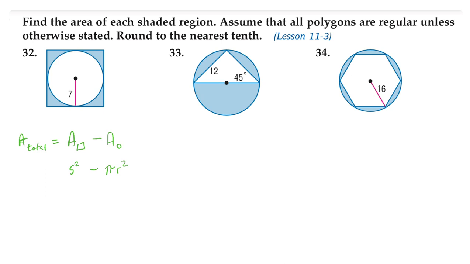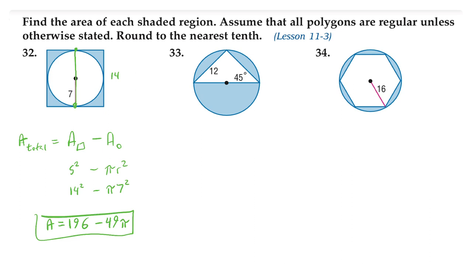And so what's the side of the square? Well, the radius touches both the top and the bottom. So the diameter of this would be 14. So the area of the square is 14 squared minus pi, and the radius is 7 squared. So 14 squared, I think, is 196. Just double checking, it is. So the area here is 196 minus 49 pi. All right, switching colors here.